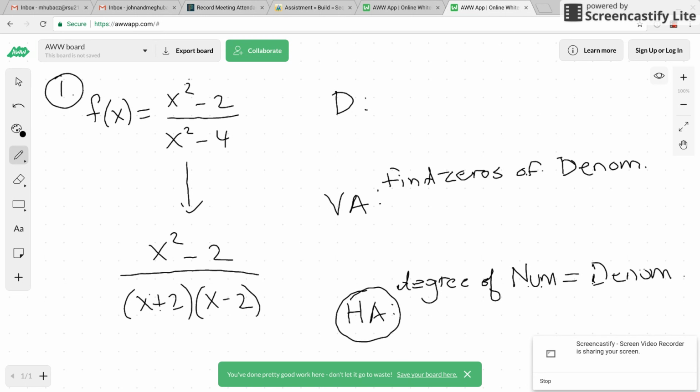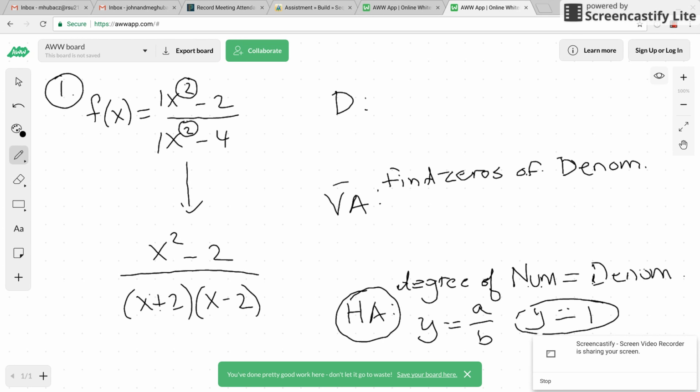I noticed the degree of the numerator is the same as the degree of the denominator. So what we learned in class today is that the horizontal asymptote would be y equals a over b. And if you recall, a is the leading coefficient of the numerator and b is the leading coefficient of the denominator. So you can see here, the leading coefficient of the numerator is 1, the denominator is 1. So y equals 1 over 1, or more simply, y equals 1, is your horizontal asymptote.